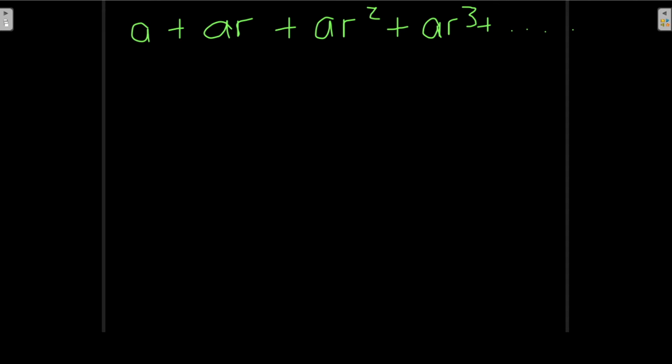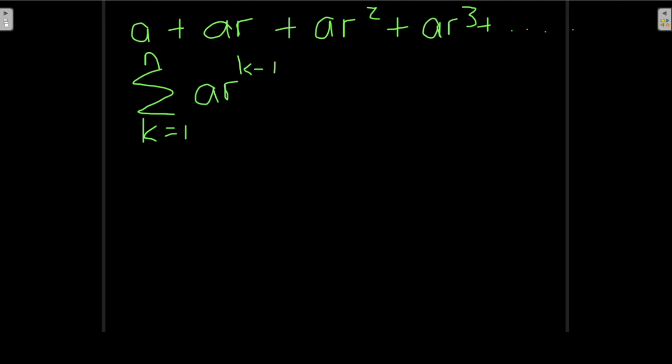Now, if you take the sum of the first n terms in a geometric series, we can find a formula for that sum. So let's just write it as the sum of the first n terms in a geometric series. The sum of the first n terms in this geometric series will be where k goes from 1 to n, and my general term will be AR to the k minus 1.